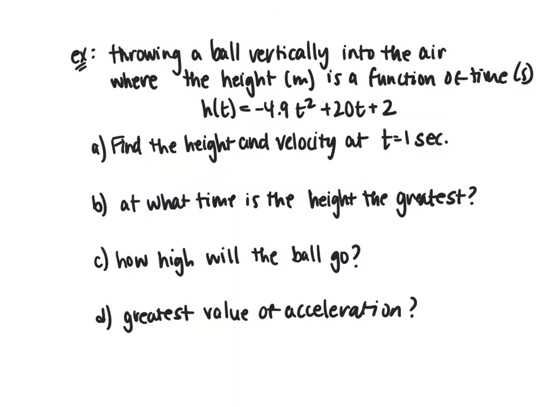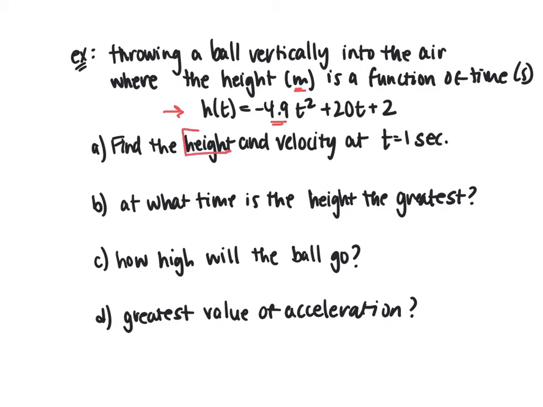So let's do a problem that deals with gravity. We're throwing a ball vertically in the air where the height in meters is a function of time. So this is our height function, or our position function. And you'll notice right here, there's our gravity. That's why it's in meters, because it's negative 4.9 meters per second squared. It says to find the height and the velocity at t equals 1 second.